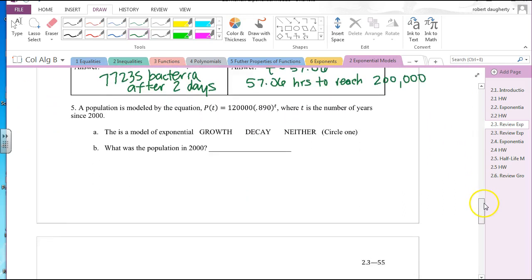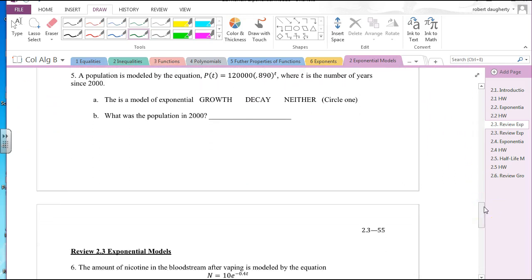Moving on, problem number 5. A population is modeled by the equation P of t is 120,000 times 0.890^t, where t is the number of years since 2000. Is this growth or decay? The key to that is looking at this number right here, okay? That's a number that's less than 1. It's a fraction. So when I keep multiplying that number by itself, everything is getting smaller. It's like 1/2 times 1/2 times 1/2. This is exponential decay.